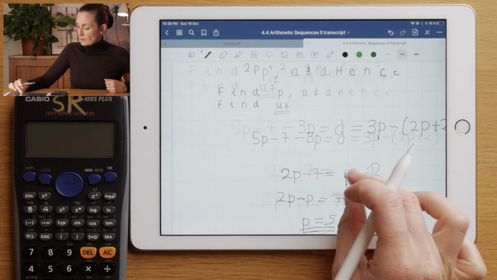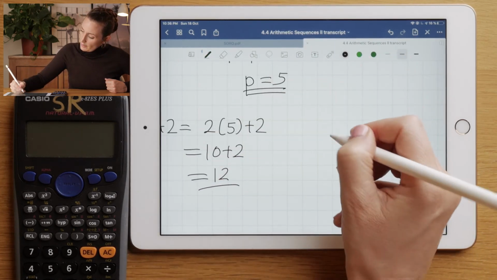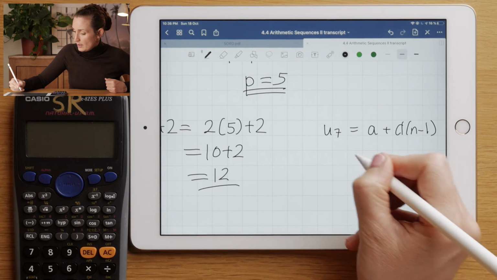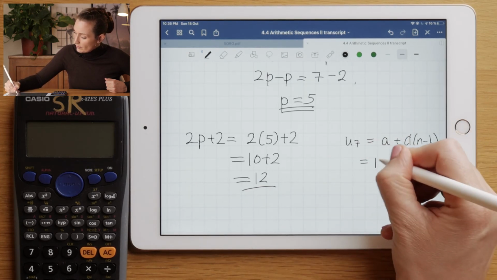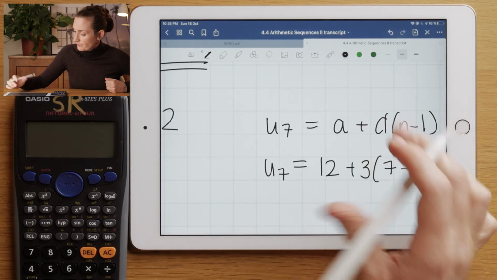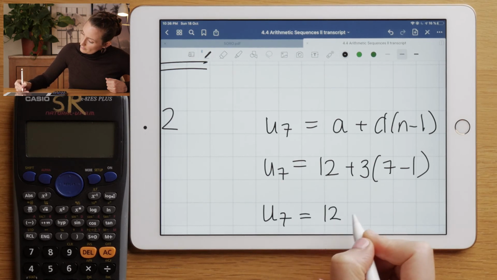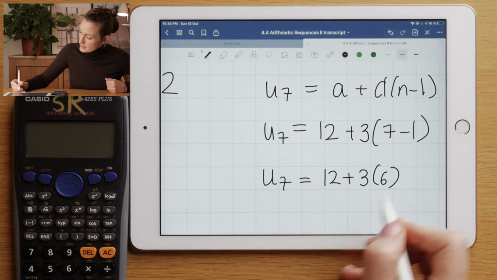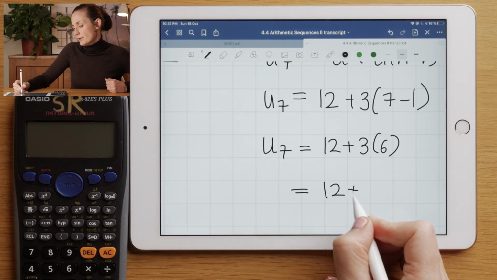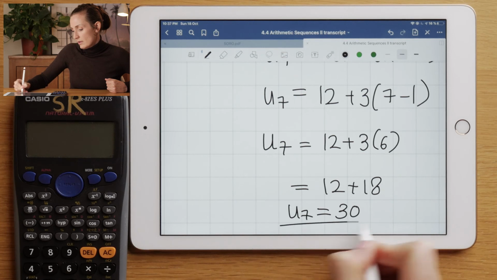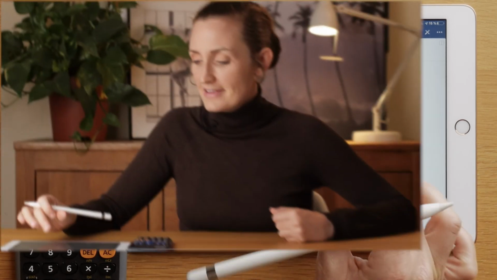To calculate u7, all I need to do is use the formula, which is a plus d(n minus 1). I'm going to put a equals 12, d equals 3, and because I want u7, I'm going to put n equal to 7. So I'm going to work out the bracket first. 7 minus 1 is 6. So u7 must be 12 plus 3 times 6, which is 18. So u7 must be 30. That's a wrap. That was our last question in Key Skill 4.